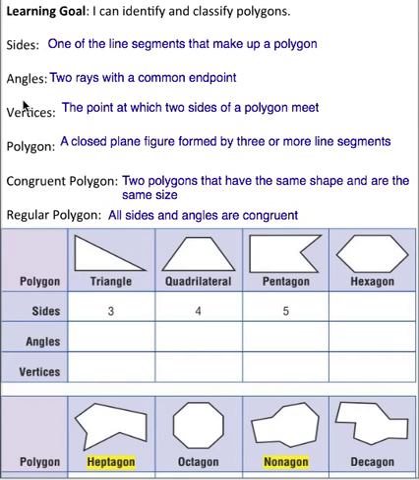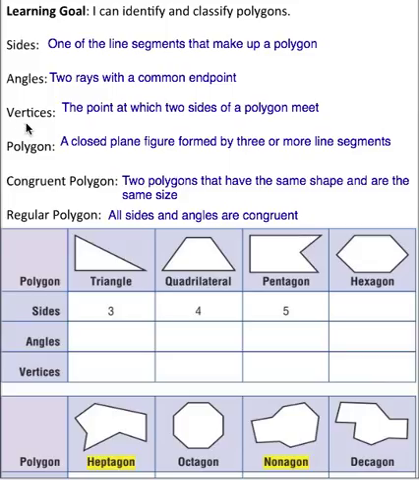Angles. Angles are 2 rays with a common end point. And a lot of times when you see an angle, it'll look like this. That is an angle. It is 2 rays with a common end point. So that means that these rays would keep going in either direction, but they have a common end point, which is right here. So that is what angles are.